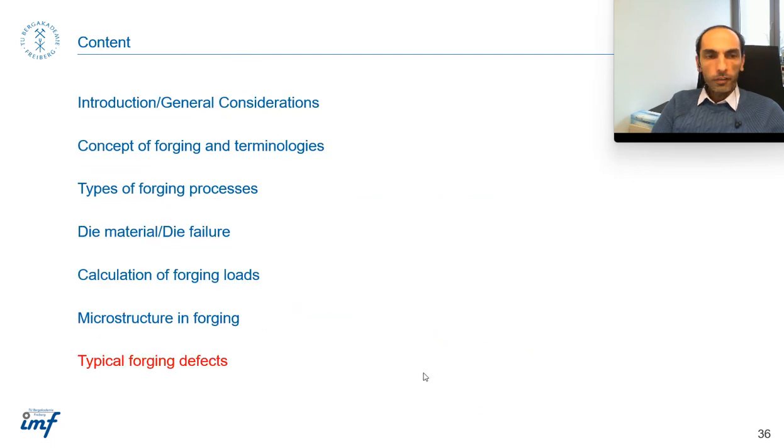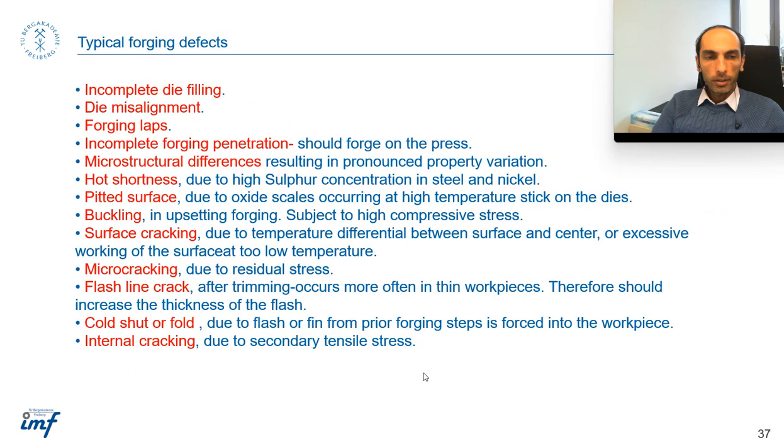And the final topic is the typical forging defects. I have summarized the different forging defects in this slide. So the first defect is incomplete die filling. It means that the die is not filled. It may be because of a wrong calculation of the volume or some other problem. Die misalignment: the dies are not aligned well.